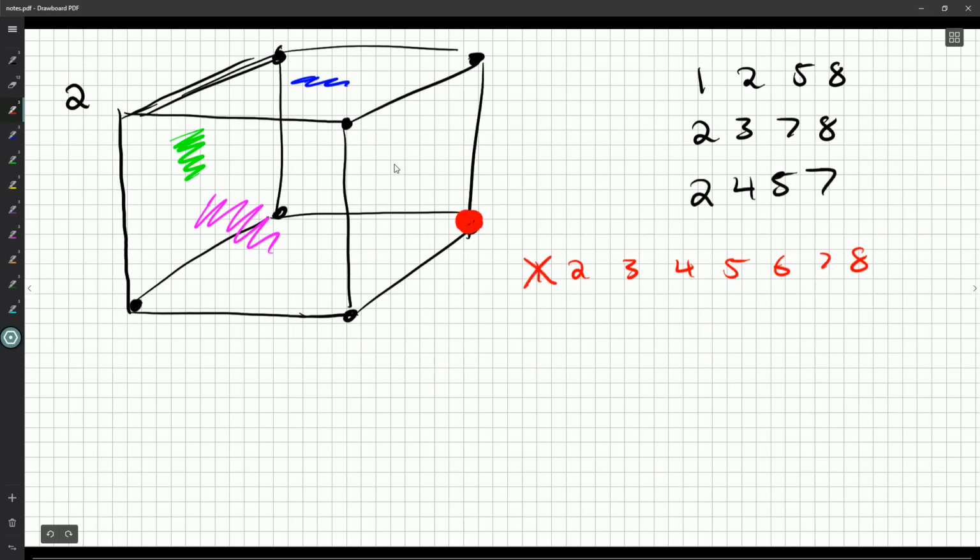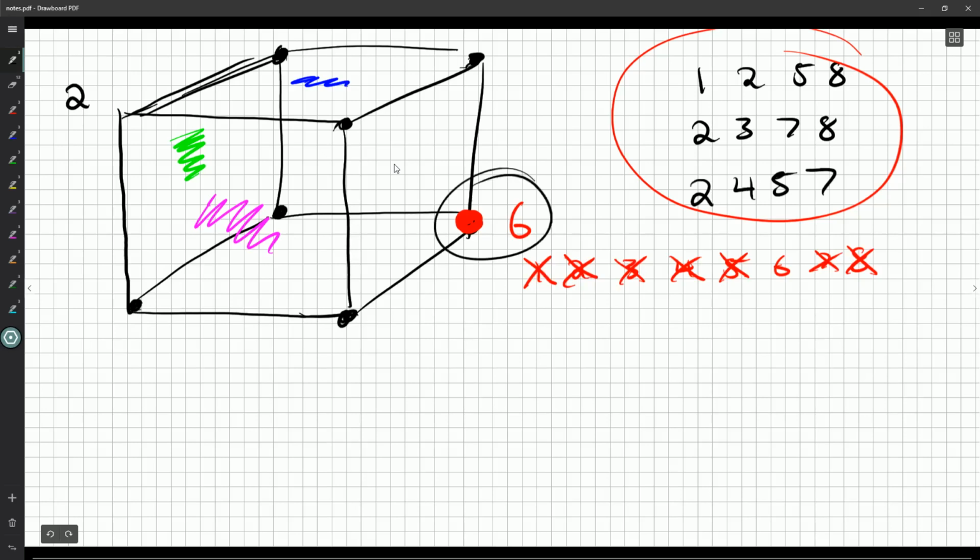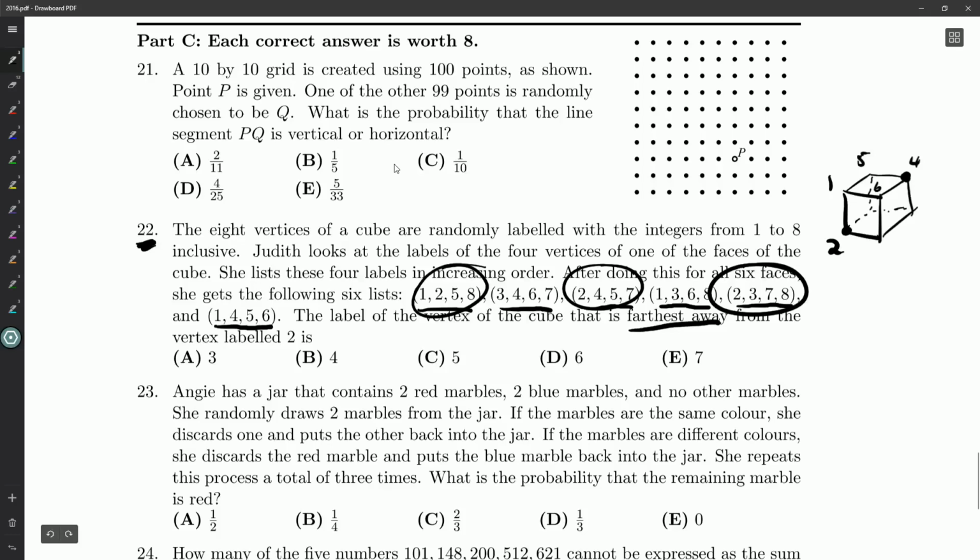So 1's out, 2 is out, 3, 4, 5, 7, 8. I don't see a 6 anywhere here. So 6 must not share a side with 2, so 6 has to be here. The other numbers are these 6 black dots. I don't know exactly in what order. But if I realize that the point I'm searching for is the only one that doesn't share a face with 2, that can really narrow down my work. You'll notice I don't actually know what the rest of the cube looks like, but I can jump straight to the answer of the question, which is 6.